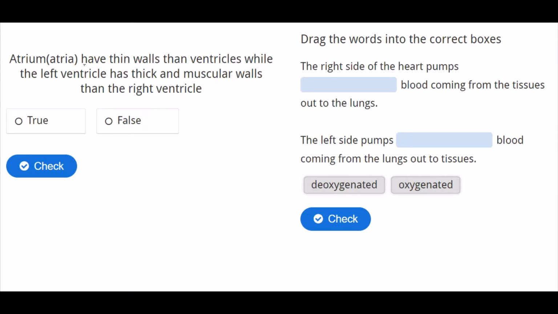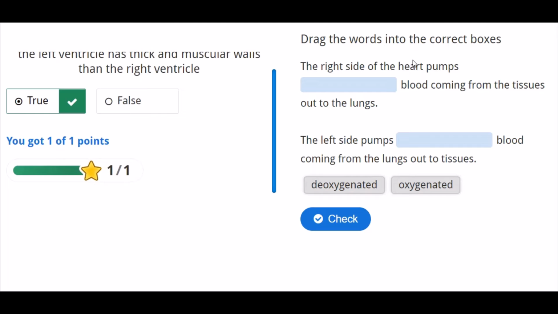Atrium, or atria for plural, have thinner walls than ventricles, while the left ventricle has thicker and more muscular walls than the right ventricle. True or false? True. Drag the words into the correct boxes.